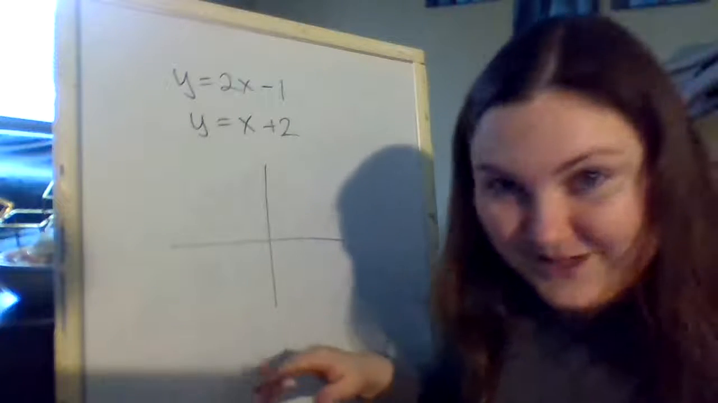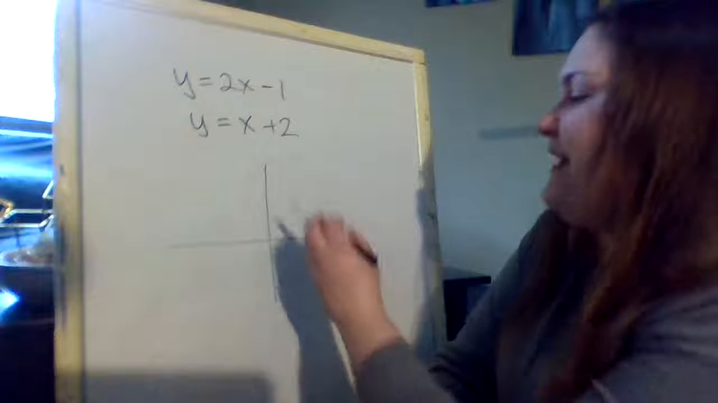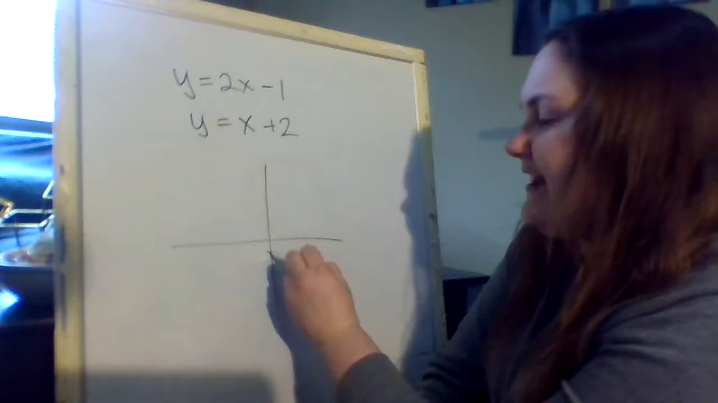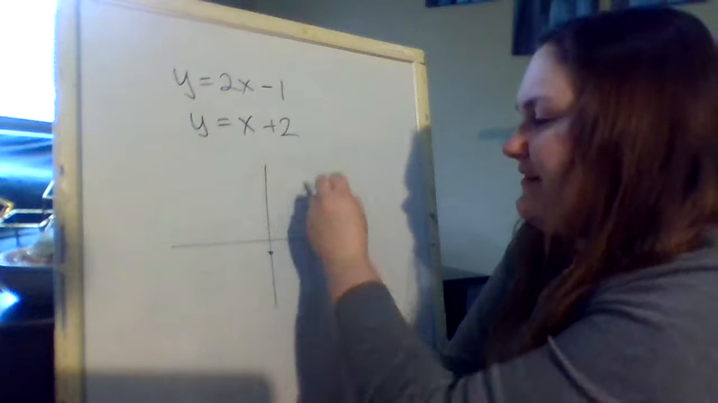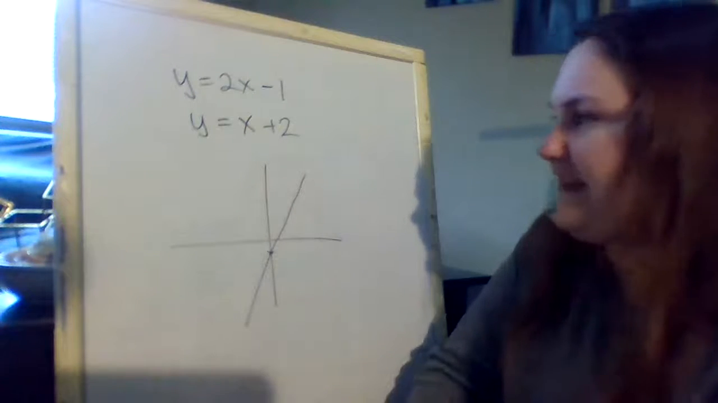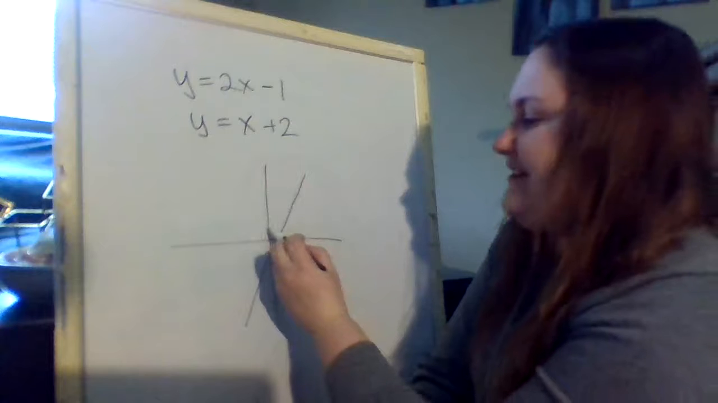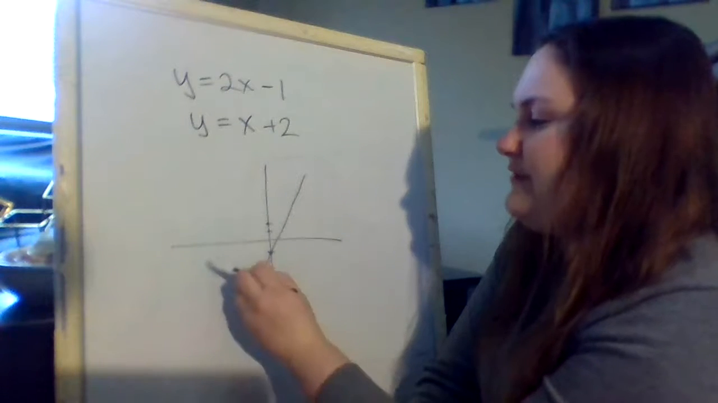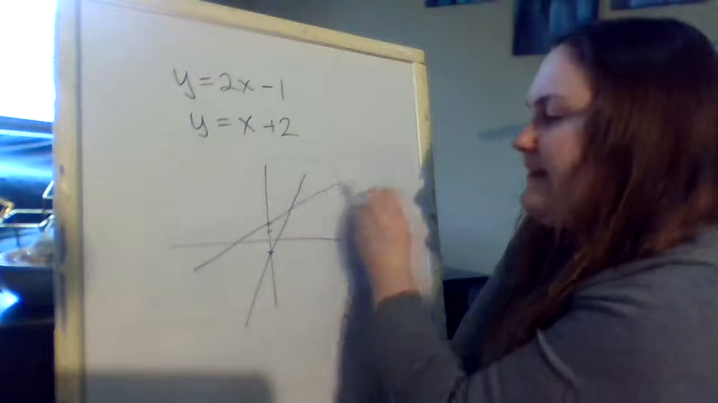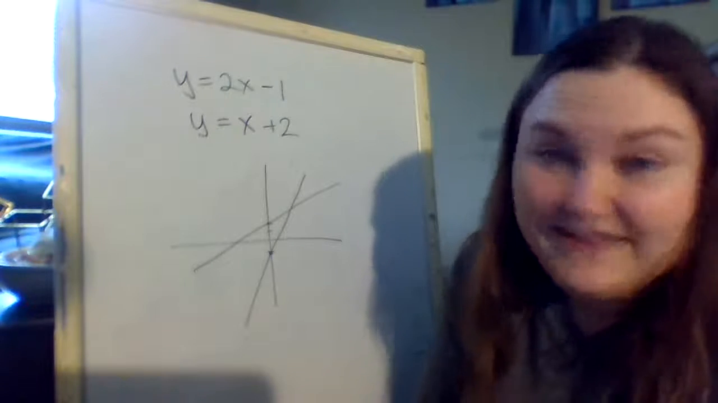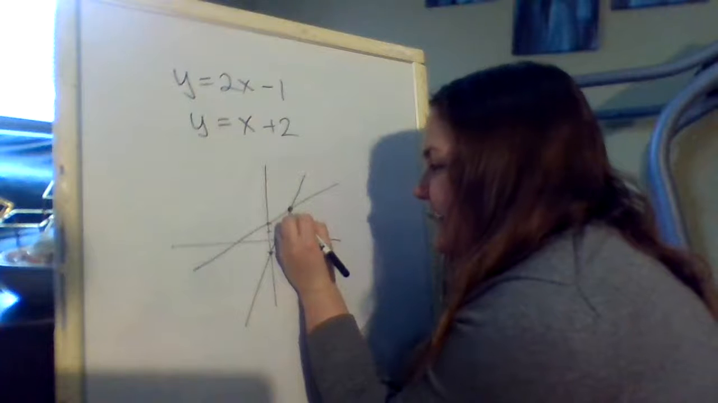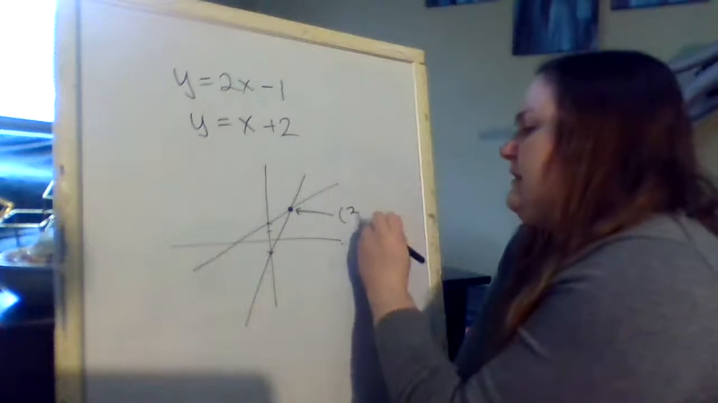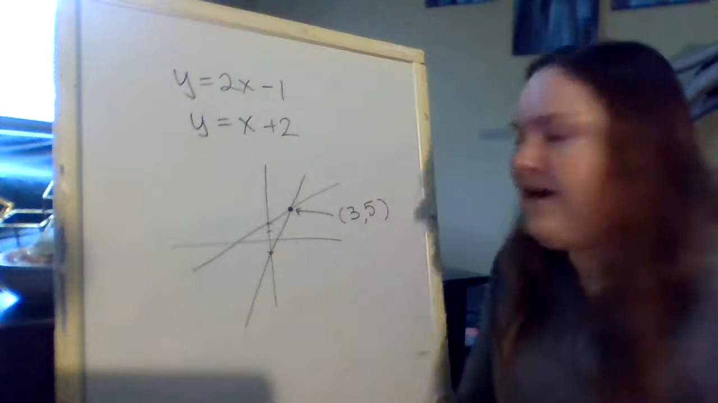Now, it's hard for me to graph since I don't have graph paper, but when you go to graph it, it would look something like a line starting at negative 1 and going up 2 over 1. So a line that looks something like this. And then another line starting at positive 2 and only going up 1 over 1, so looking kind of like this. And then you find that the solution point is that point where they intersect, which would be the point (3, 5).